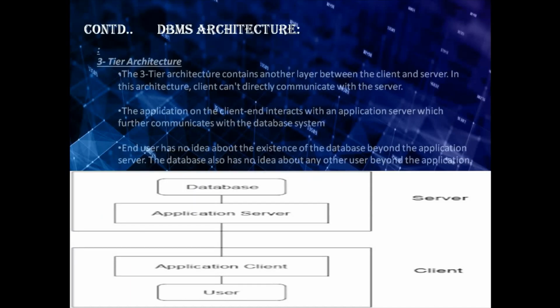The three-tier architecture. The three-tier architecture contains another layer between the client and server. In this architecture, the client can't directly communicate with the server. The application on the client end interacts with an application server, which further communicates with the database system. The end user has no idea about the existence of the database beyond the application server. The database also has no idea about any other user beyond the application.